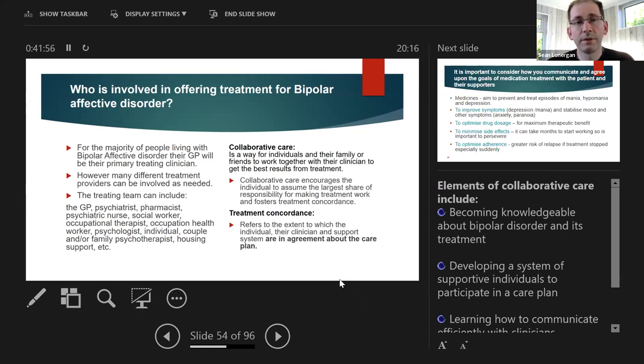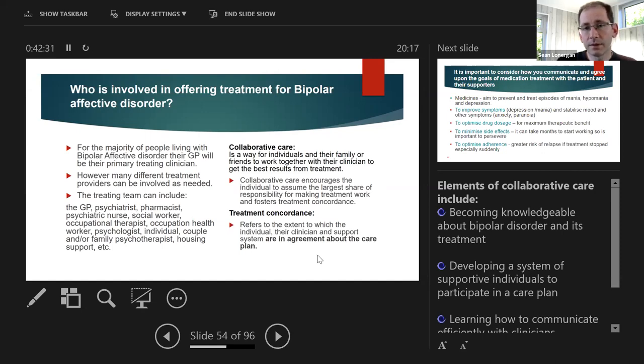Collaborative care is a way for individuals and their family or friends to work together with their clinician to get the best results from treatment. It encourages the individual to assume the largest share of responsibility for making treatment work and fosters treatment concordance, which refers to the extent to which the individual, their clinician, and support system are in agreement about the care plan. If there's disagreement between the individual, their clinician, and support system, then treatment concordance is likely to be less effective, and the risk of relapse and poor outcome is greater.